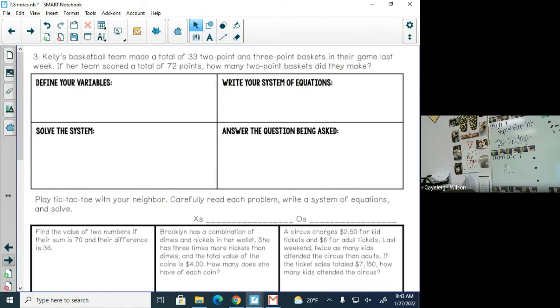All right. Number 3 says Kelly's basketball team made a total of 33 2-point and 3-point baskets in their game last week. If her team scored a total of 72 points, how many 2-point baskets did they make? So the question's asking about 2 and 3-point baskets. So I'm going to go up here, and I'm going to say x is my 2-point baskets, and y is my 3-point baskets.